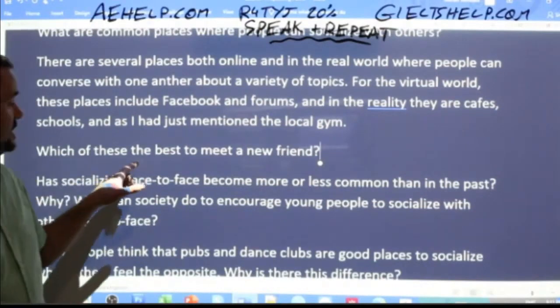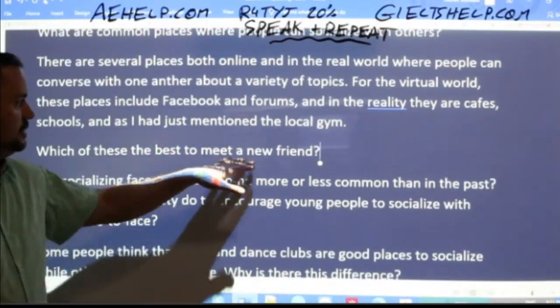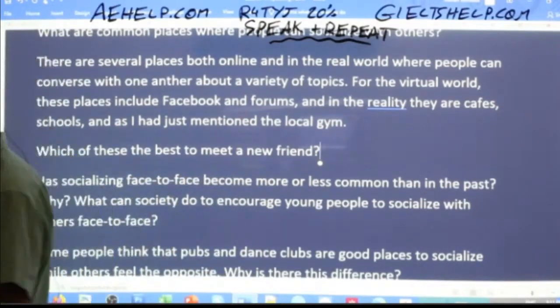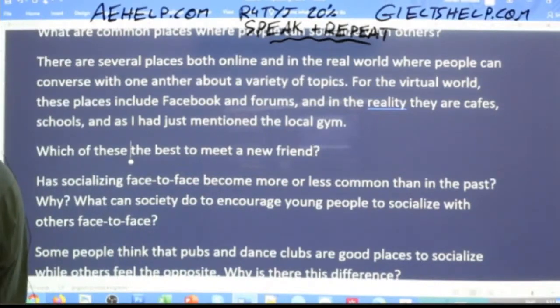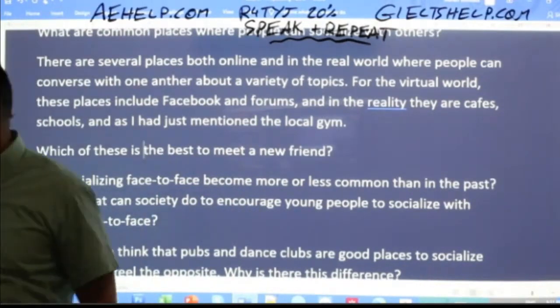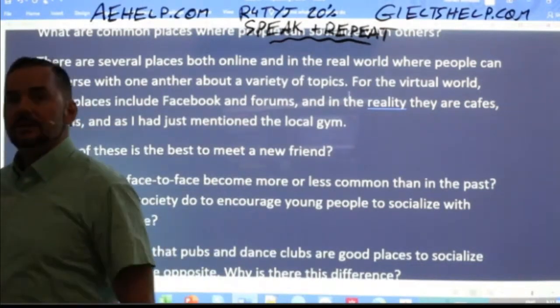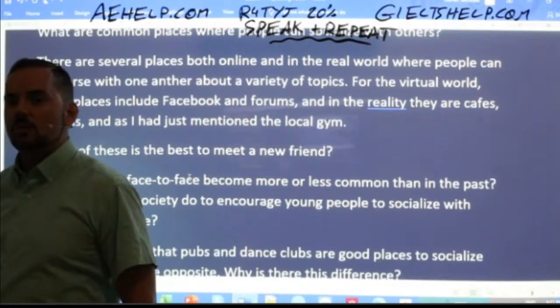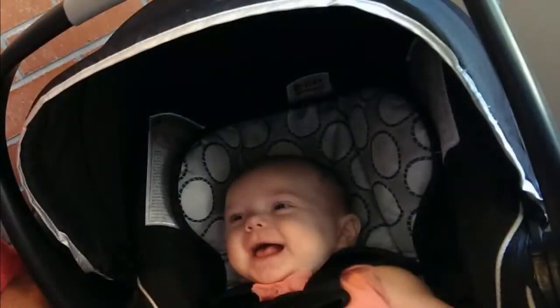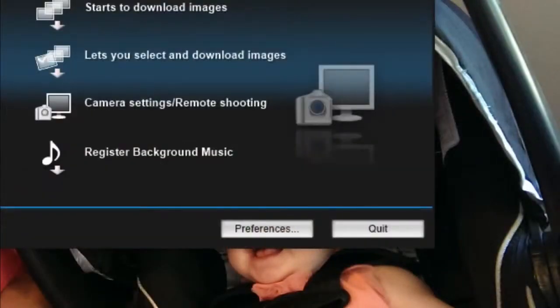And then comes the follow-up question. Which of these is the best to meet a new friend? Okay, which of these is the best to meet a new friend? Give me a nice full sentence answer for this. So, of course, you have these follow-up questions in part 3 that are aiming to get more detail, more language, more comprehension from you. And I saw my camera just fell asleep there, so I'll get you back.